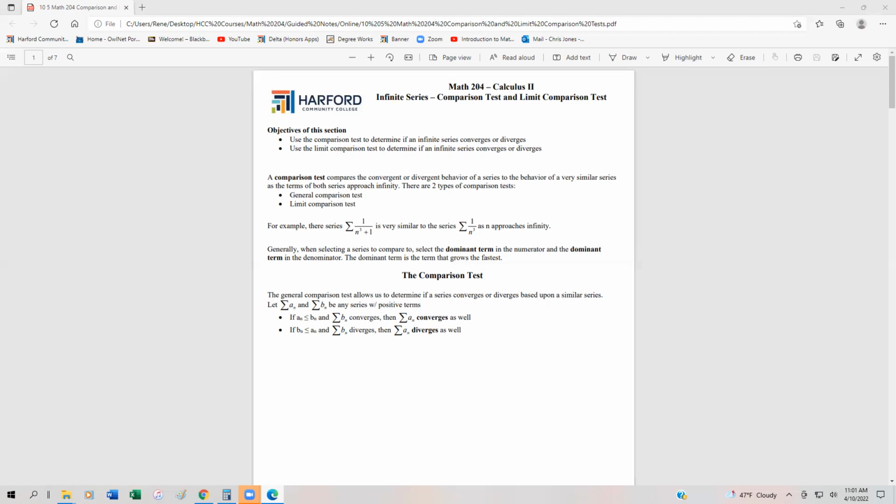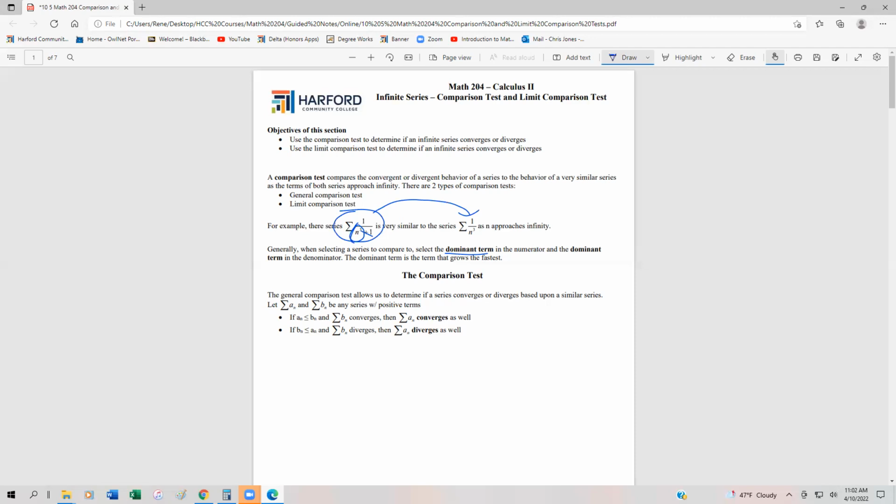So for instance, if we had the series 1 over n cubed plus 1, well, as n approaches infinity, this 1 really doesn't contribute anything to the sum compared to the infinity. And so what we would do is just look at this dominant term right here. The dominant term is basically the term that grows the quickest. And what we do is compare it to 1 over n cubed. And that's a series we know what to do with. We can either use an integral test or a p-series test or something like that.